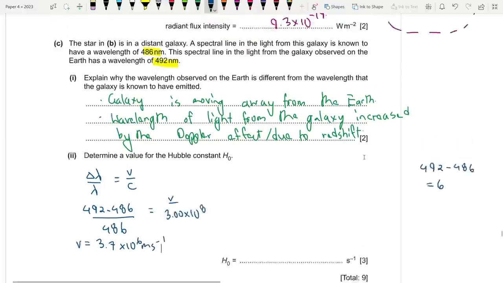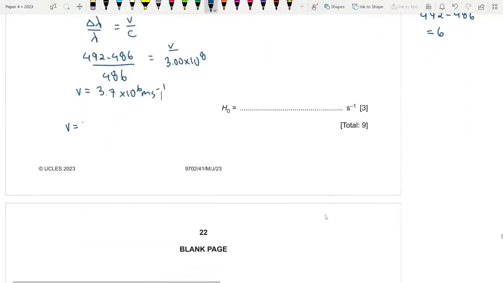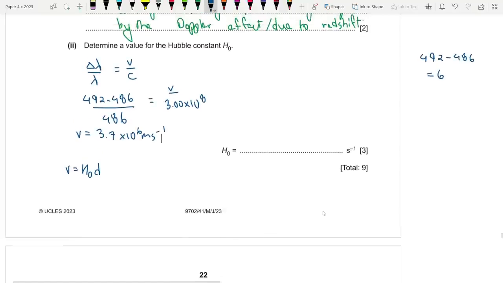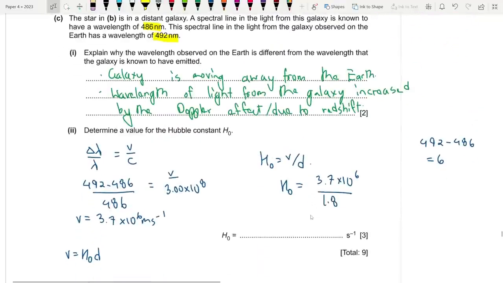Now I just told you that v is equal to h naught d. You know that v is equal to h naught d. So ultimately, h naught equals v by d, which is h naught equals 3.7 into 10 power 6 divided by the distance between them, right? 1.8 into 10 power 24. That gives us a value of h naught equal to 2.1 into 10 to the power minus 18 per second.